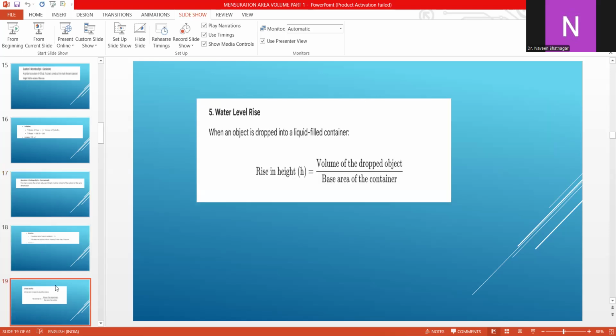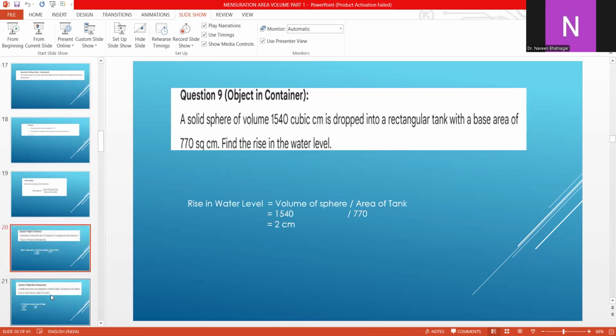Okay. Let's come to the next one. Here you have to find the water level rise when an object is dropped into a liquid-filled container. You are supposed to find the rise in height. Like suppose you are dropping a ball in a glass of water and you are supposed to find the increase in height of the water level. So what you will do, you will simply divide the volume of the ball by the area of the glass. Let's take one example.